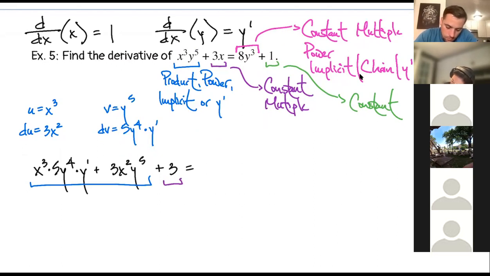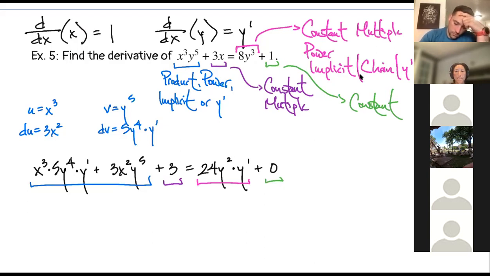Equals, let's see, 24y squared times y prime. That's the thing in the pink. Plus 0, because the derivative of 1 is 0. Okay. So let me just pause here for a moment. How we feeling with all the derivatives laid out there?